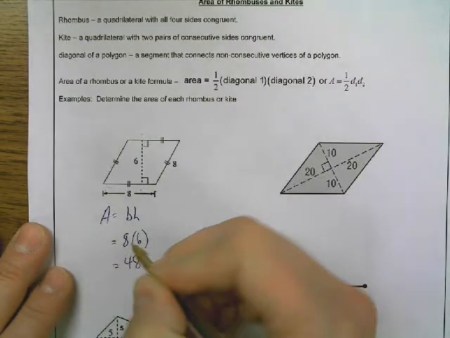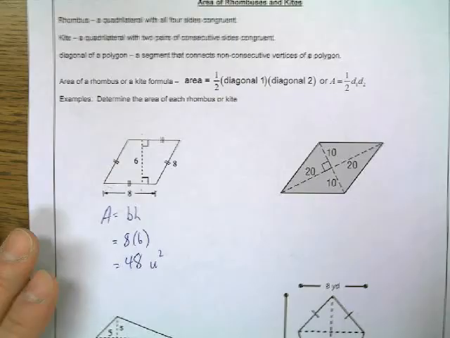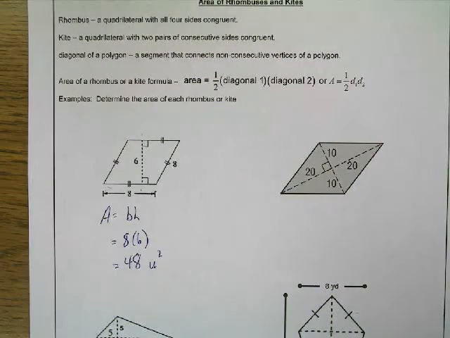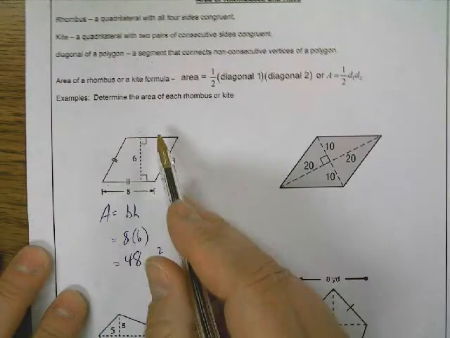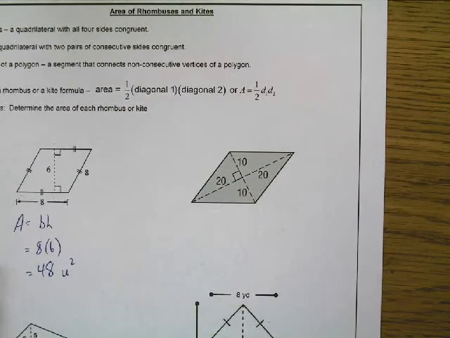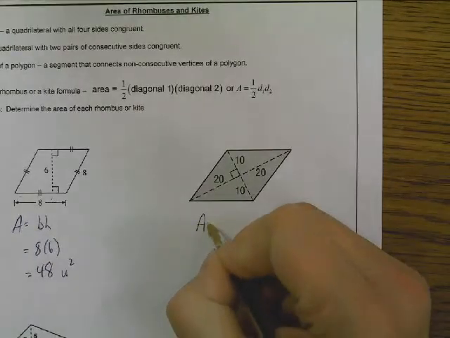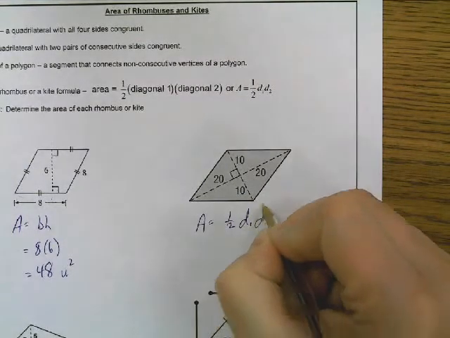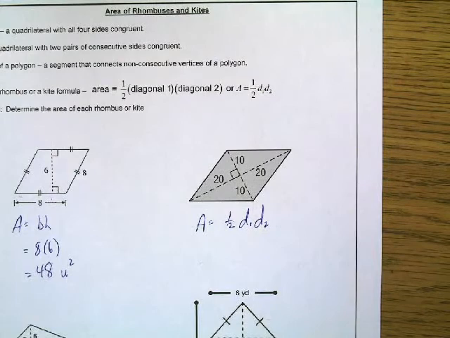So I get 48 units squared, and I'm done with that one. I don't have to use the diagonal. So you have 2 formulas you can use on a kite. You can use the area formula for a parallelogram if you're given the base and the height instead of diagonals. But over here, if you're given diagonals, then you will use this one. It's the area is equal to 1/2 d sub 1 and d sub 2, which is diagonal 1, diagonal 2.